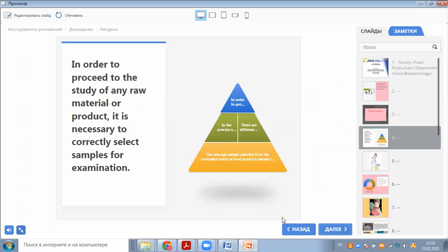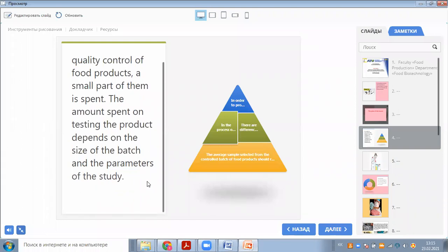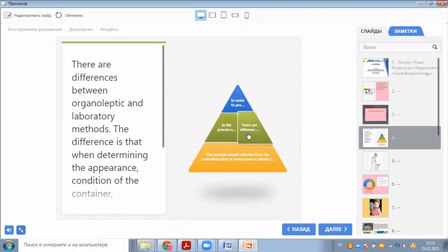And the first, introduction to the lesson. In order to proceed to the study of any raw material or product, it is necessary to correctly select samples for examination. Yes? And in the processes of quality control of food products, a small part of them is spent. And the amount spent on testing the product depends on the size of the batch and the parameters of the study of these products.